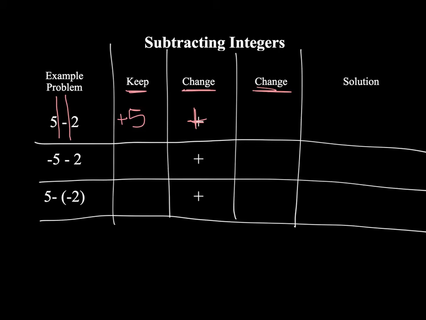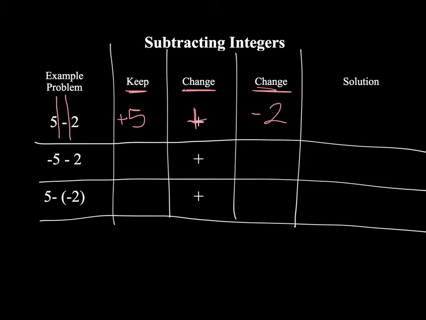Now what I'm going to do is change. Now, if I remember that the minus is actually subtraction, then that means that my 2 left alone, if there's no sign, that's going to be a positive 2. What is the opposite of positive 2? How can I change positive 2? I make it negative, okay?